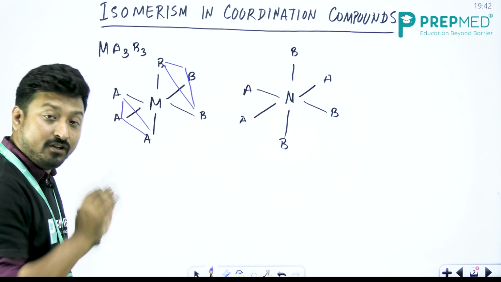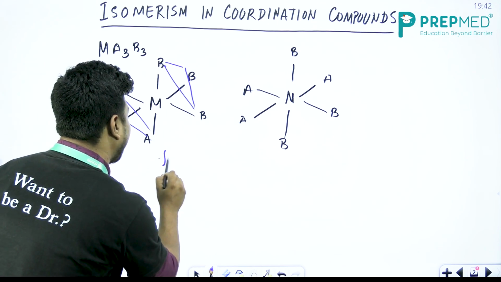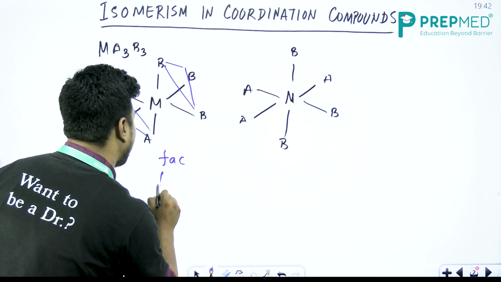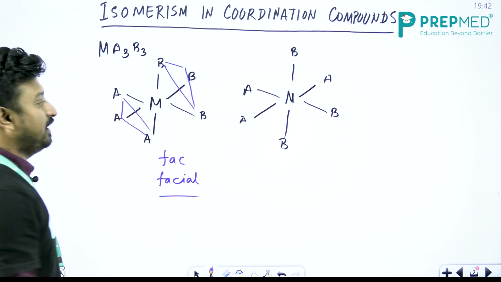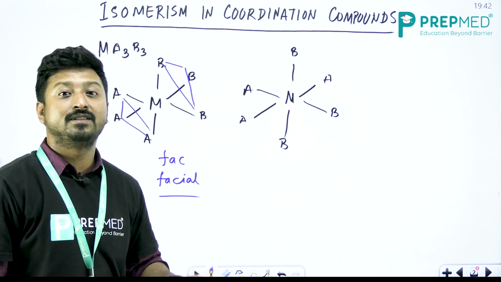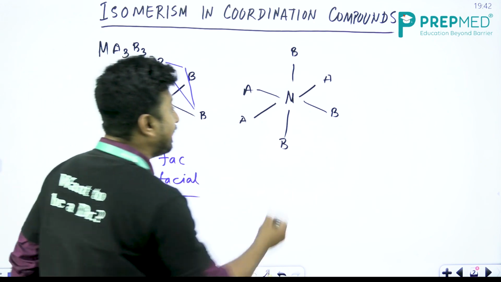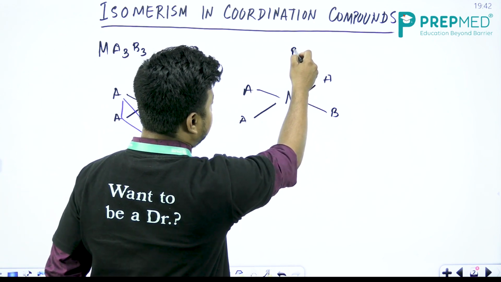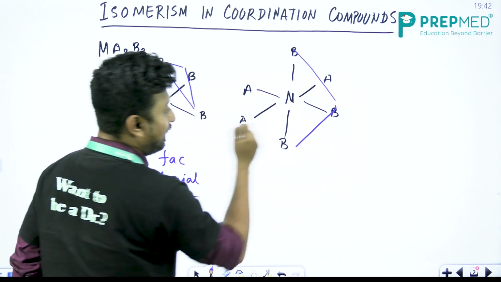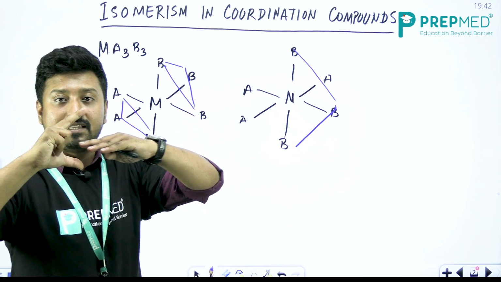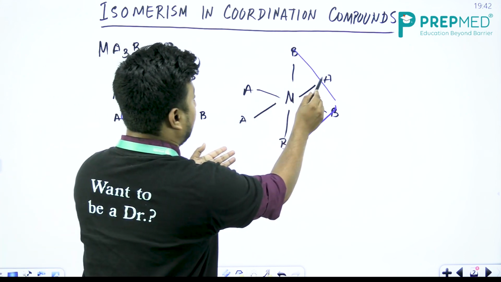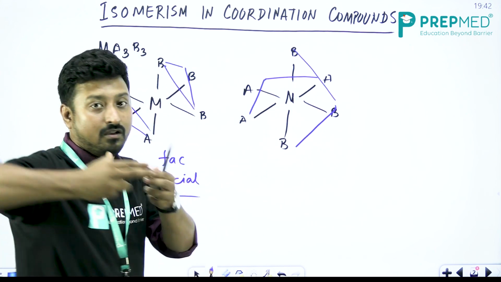This geometry or this molecule is called the FAC isomer, or in short form the facial isomer. Facial short form is FAC. And what is the other one? Here, let's see, these B are like this, meaning if this is your geometry, the B is like this, and similarly if we look at A, the A will also be like this.